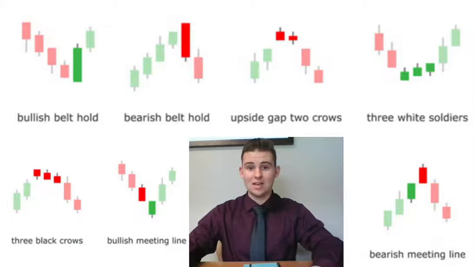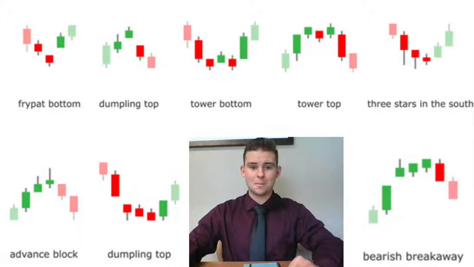This happens at the top of an uptrend, and it signals everybody selling once again, and you will have just the opposite. You will have three red candlesticks, and the price is going to continue off of those. And we have these last two, the bullish melting line and the bearish melting line. It looks exactly how it sounds.